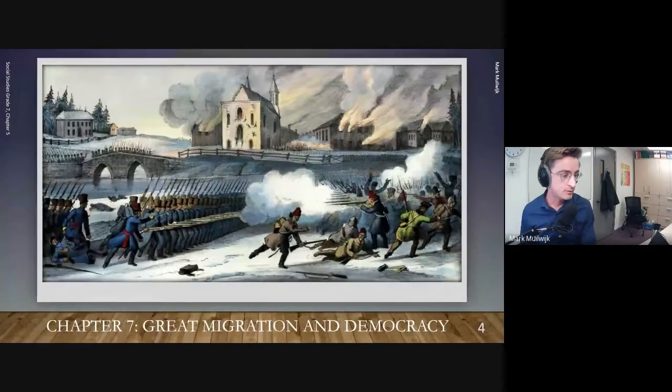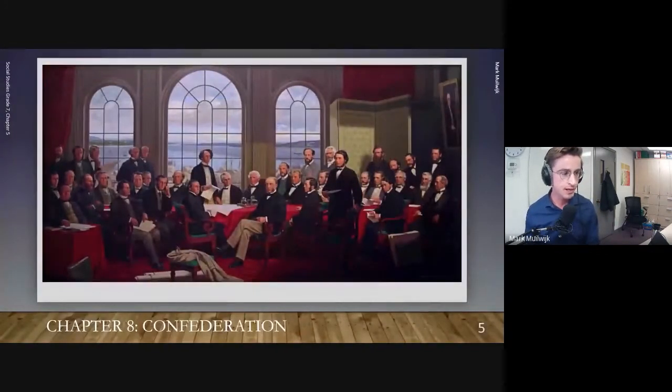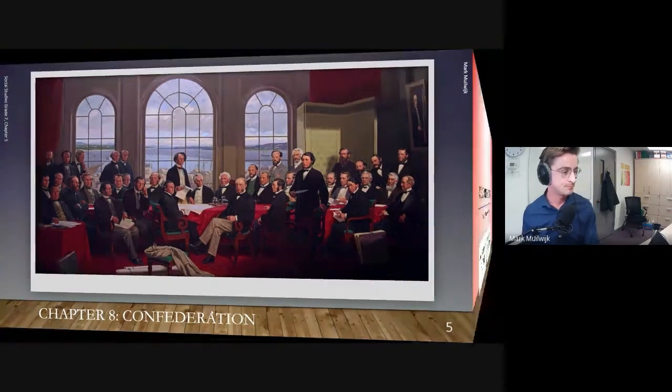In chapter 7, we're talking about the Great Migration and democracy. That's what it's called, Great Migration, in terms of people coming towards Canada. And we're talking about some internal Canadian conflict, Canada basically becoming more like what it is today. And then chapter 8 is sort of the rubber stamp, where John A. Macdonald, here with the big curls, and his government form Canada as we know it, in Confederation, where all the provinces joined together, basically. Good.